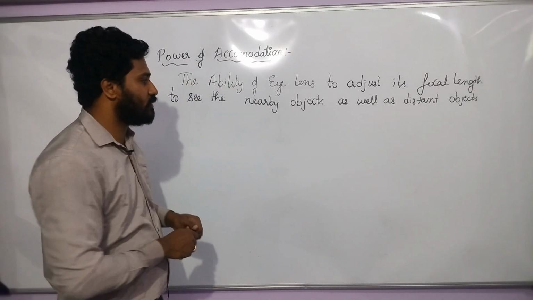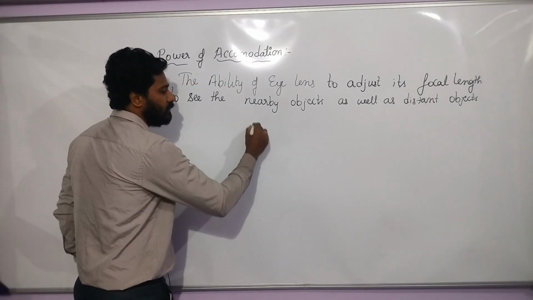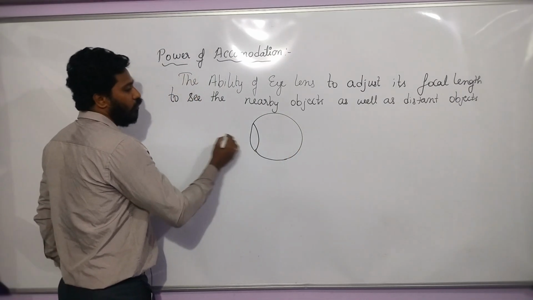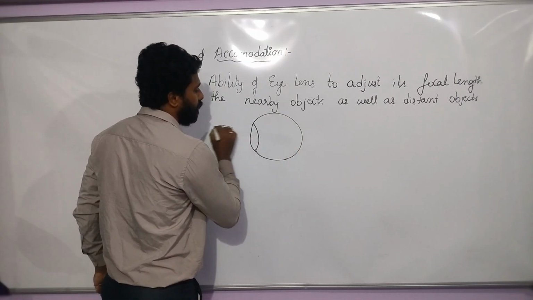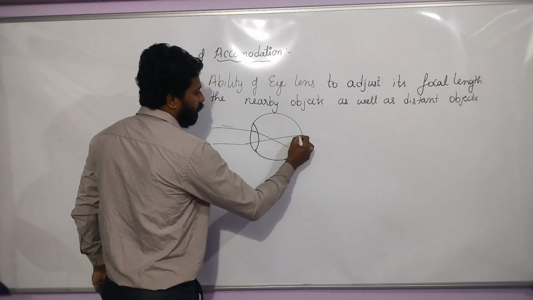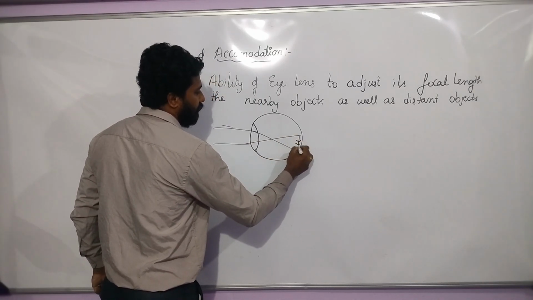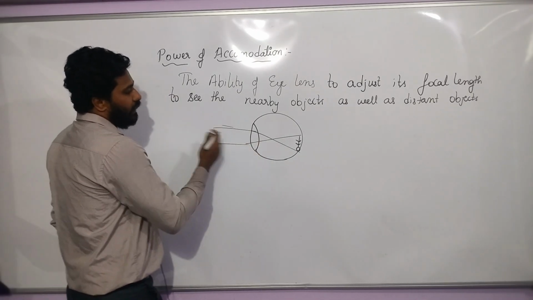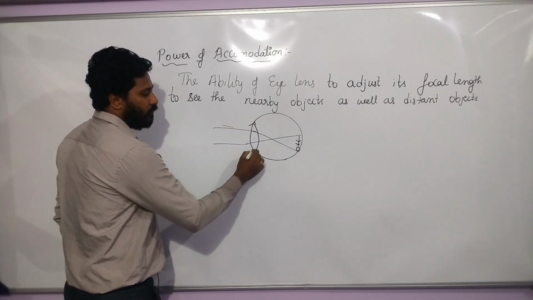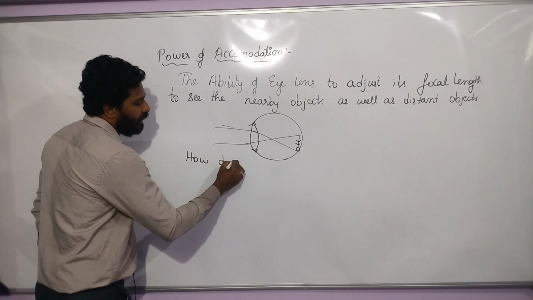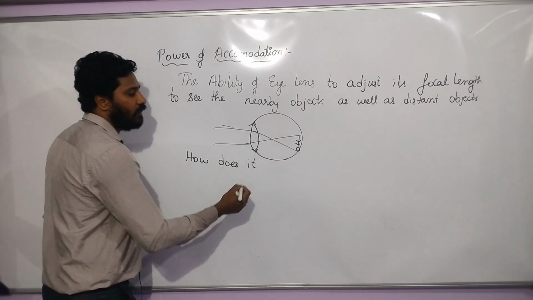Eye lens will adjust. So here we have the eye lens. We know the image will form on the retina, whatever the image, here a distant image. How does it adjust? Very important. How does it adjust? They will ask you for more than 1 mark.